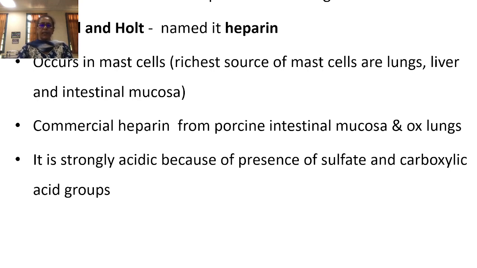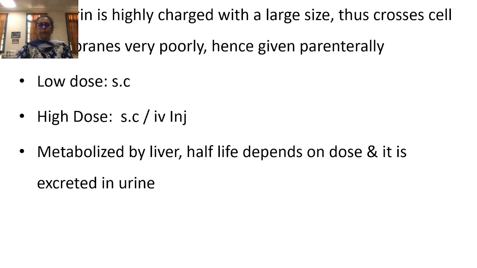It has been seen that heparin occurs in the mast cells, and the richest sources of mast cells are lungs, liver, and intestinal mucosa. Commercial heparin is produced from porcine intestinal mucosa and ox lungs. It is strongly acidic in nature because of the presence of sulfate and carboxylic acid groups.